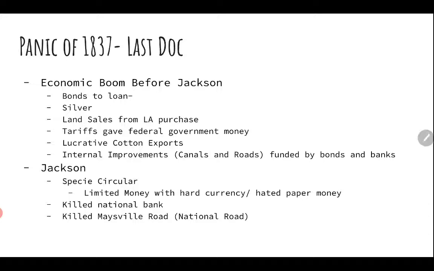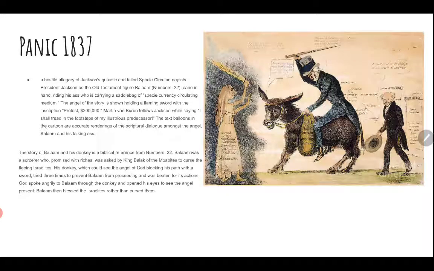The last thing, after Jackson leaves office, there is a Panic of 1837, which is essentially a depression. So if we put it in perspective, before Jackson and during Jackson, there was like a booming economy. This is the market revolution. We have Western expansion, lucrative cotton exports, internal improvements, land sales. So all these Western lands are being sold. We have a bank that's like loaning out loans. We have lots of silver. We have paper money. When Jackson comes in, he's going to limit the credit, right? He's limiting the money supply with hard currency. He's killing the national bank. He's killing a lot of these internal improvements. And we are going to get an economic panic.